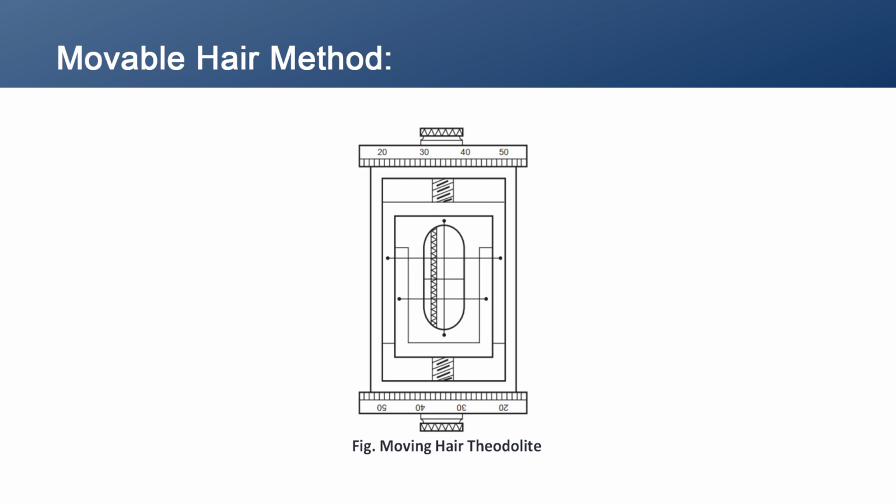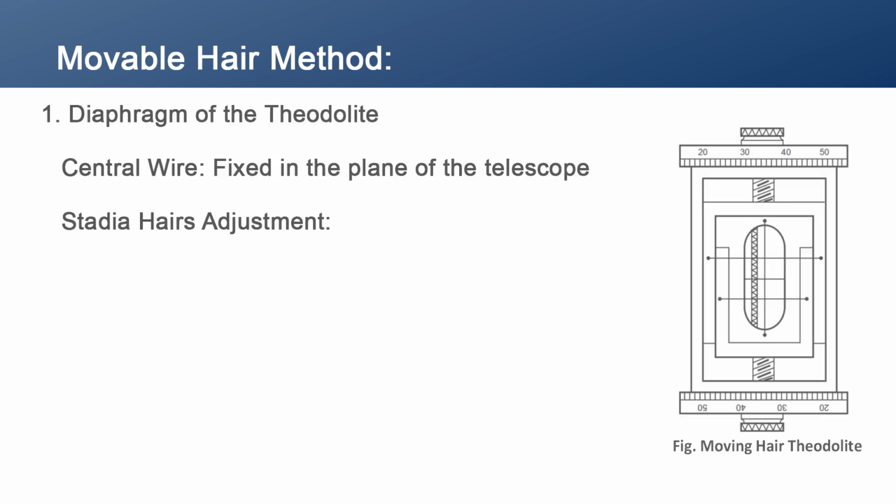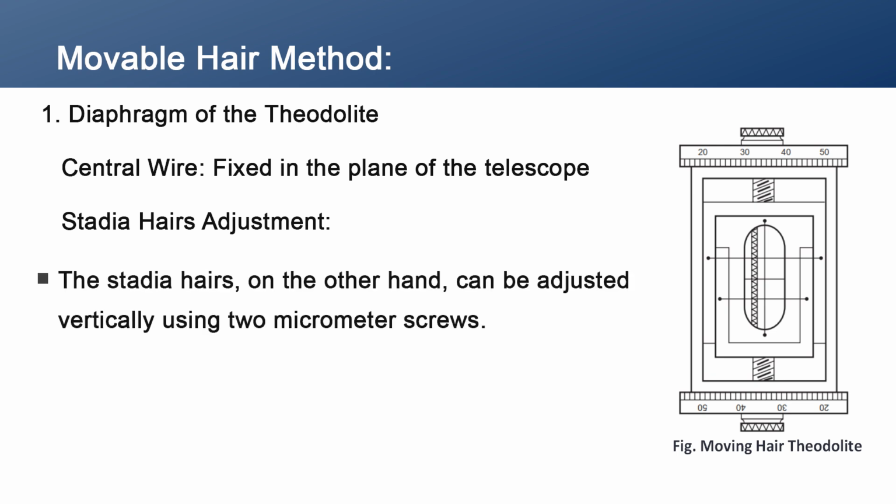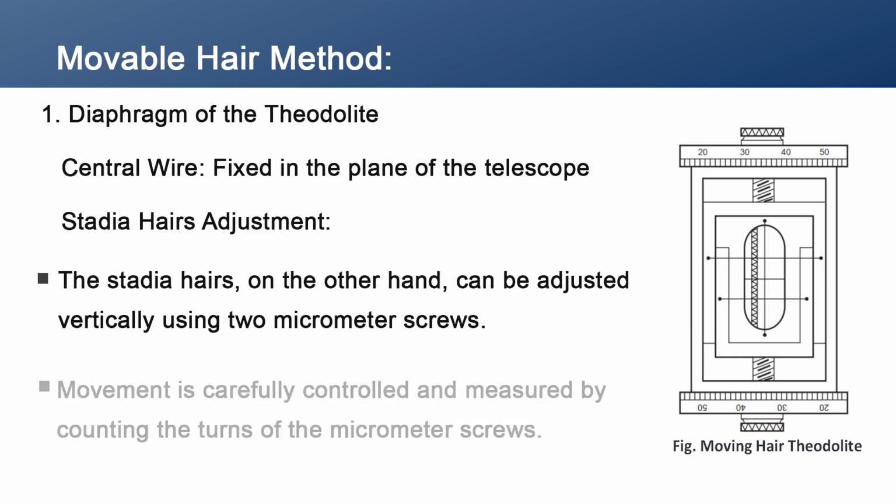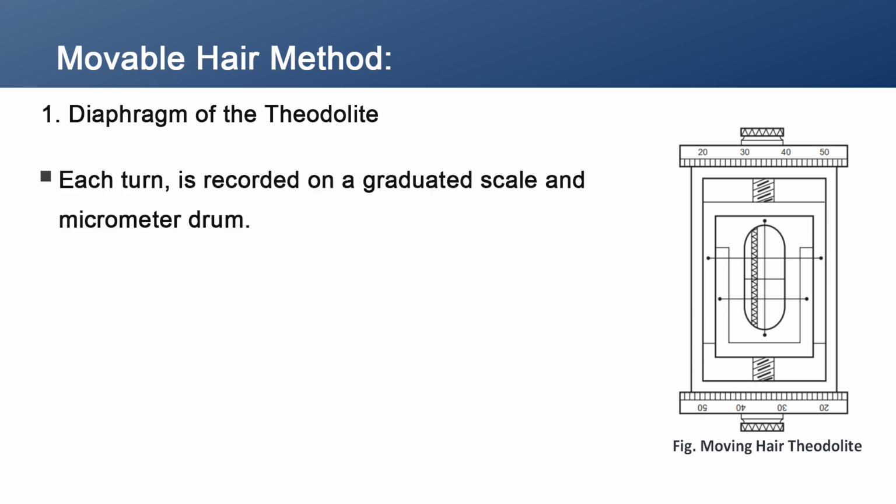Okay, let us see one by one. In the diaphragm of the theodolite, the central wire is fixed in the plane of the telescope, ensuring stability during measurement. The stadia hairs, on the other hand, can be adjusted vertically using 2 micrometer screws. This movement is carefully controlled and measured by counting the turns of the micrometer screw. Each turn, whether full or fractional, is recorded on a graduated scale and a micrometer drum.